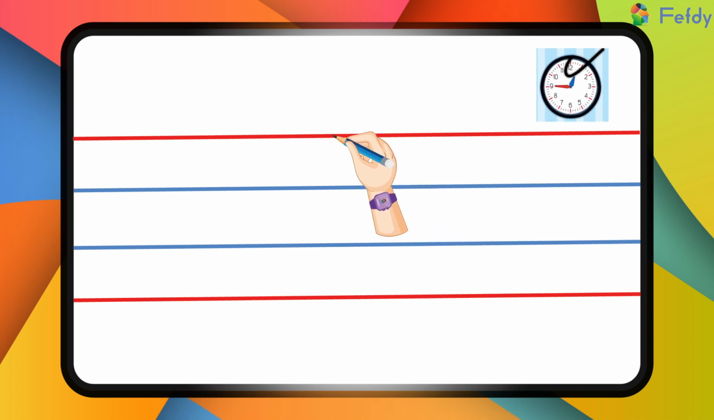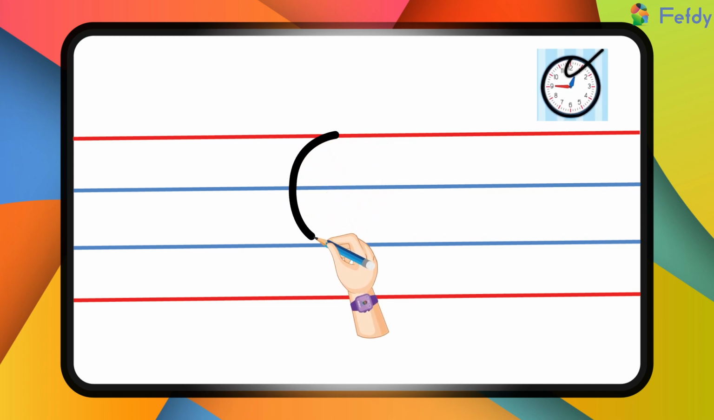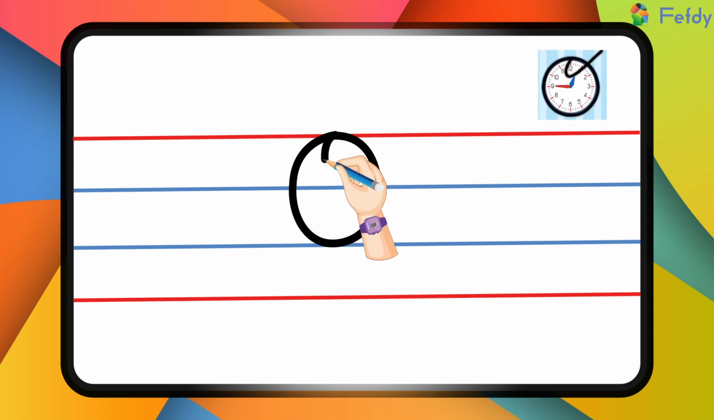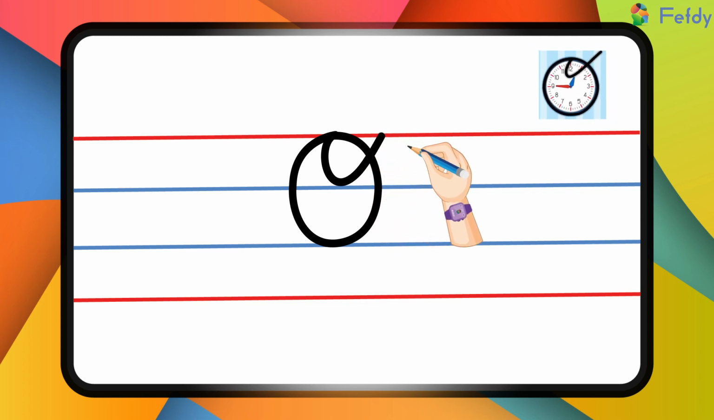We will start at the top red line. We will draw a circle that touches the bottom blue line and comes back up to the top red line. And then we will make a little curve, come down, touch the top blue line and come back to the top red line like this. And here we have it, the cursive capital letter O.